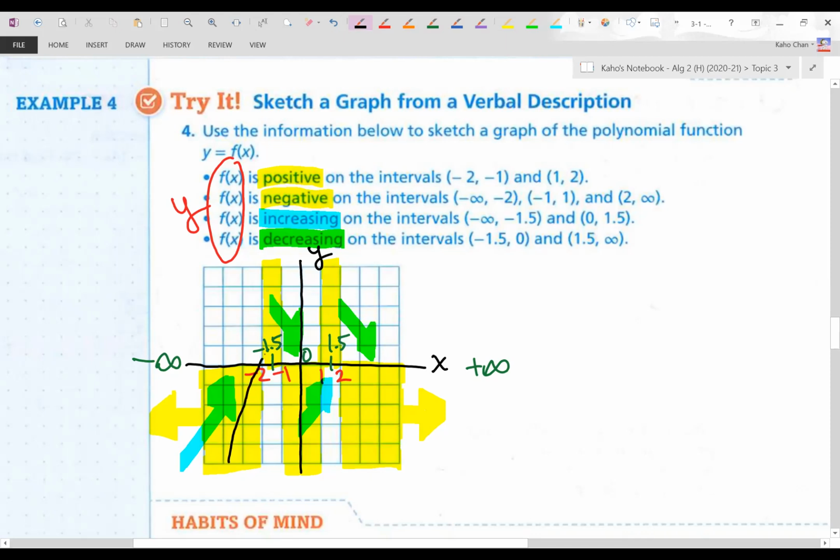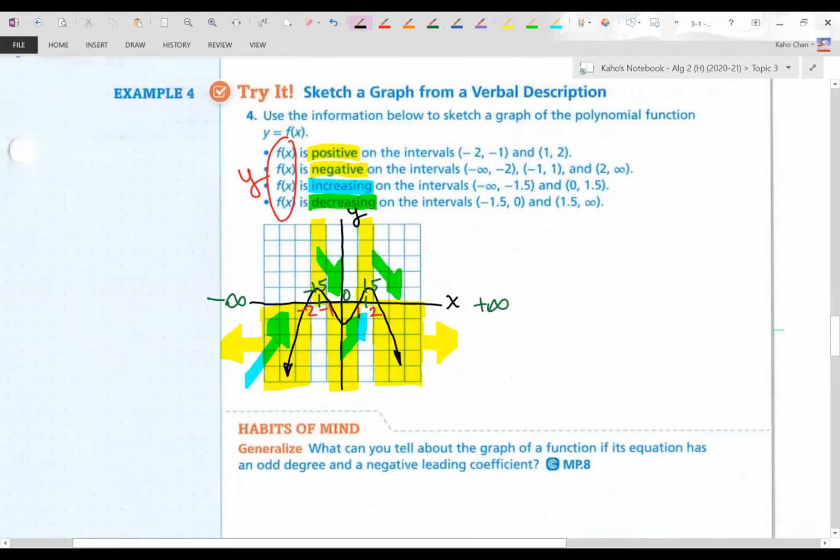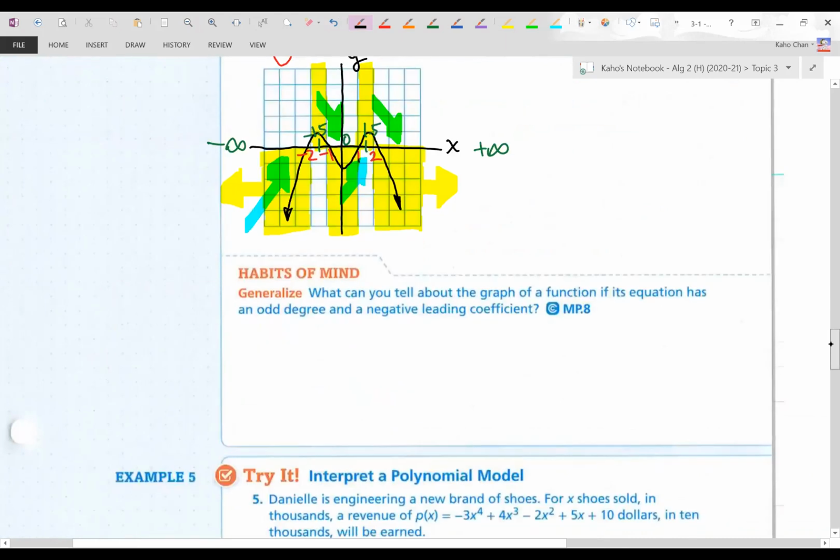So I'm going to just go, whoa, whoa, whoops. See, that's not great. I'm going to do that again. Make it a little curvy. Okay, that's not the best, but that's a guesstimate of what this particular function is based off of the clues given to us verbally. I'm going to go ahead and skip example 5 and move on to the last page here.